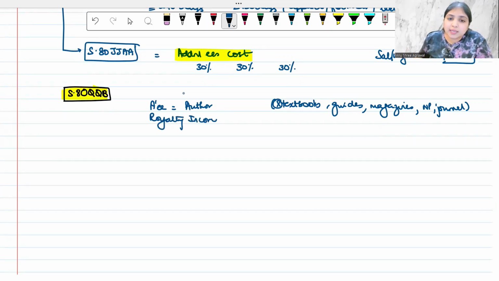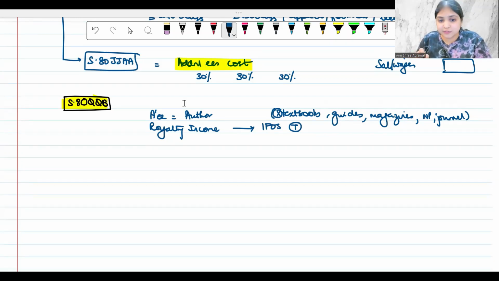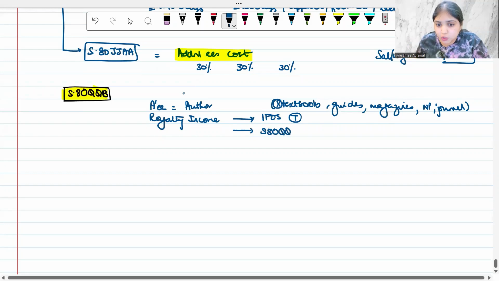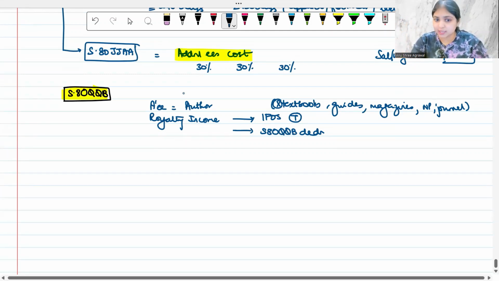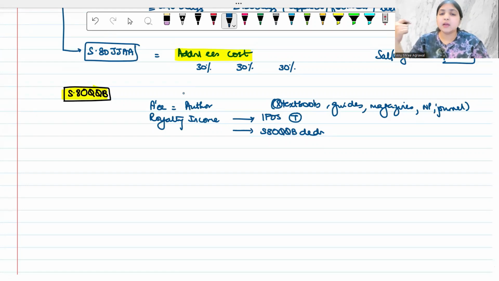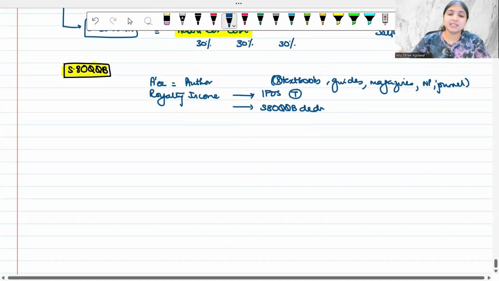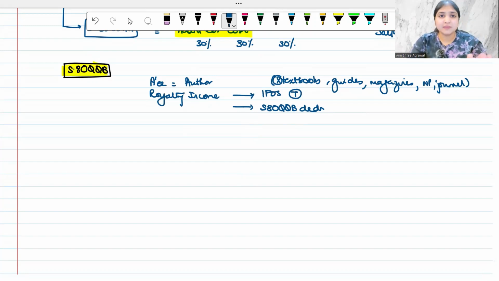Now, this royalty income, you will tax for him under which head? You know very well, royalty income is always taxed under the IFOS head, guys. So you will tax it for him under IFOS head, and then you will also give him section 80QQB deduction. Okay, it's a very simple section. Assessee is the author of a book, and the assessee is earning royalty income. So this royalty income, assessee is going to be taxing it under IFOS head. After taxing it under the IFOS head, assessee will also get a deduction under section 80QQB.